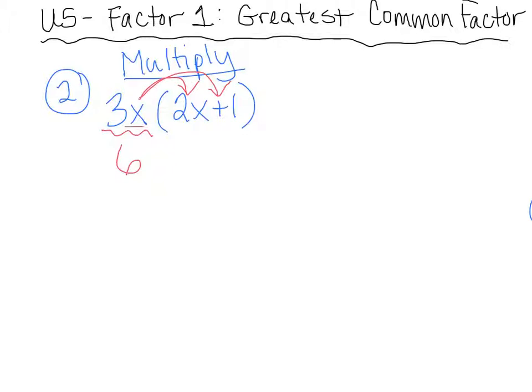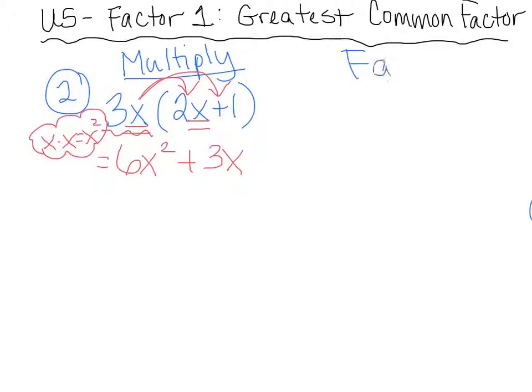But now we don't want to forget there's an x in each term, and x times x is x squared. Okay, so we need to remember we change the exponent. We add those exponents together. So we've got 6x squared, and then 3x times 1 is positive 3x. Okay, so that is the answer when we multiply. So now, remember when we factor, it's like going the opposite direction. Okay, we're undoing the multiplication.